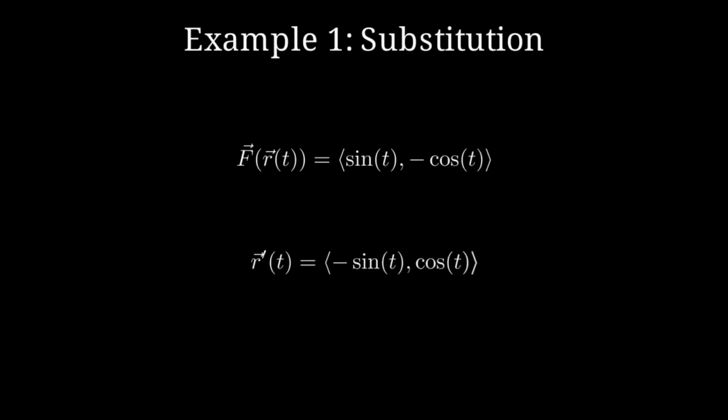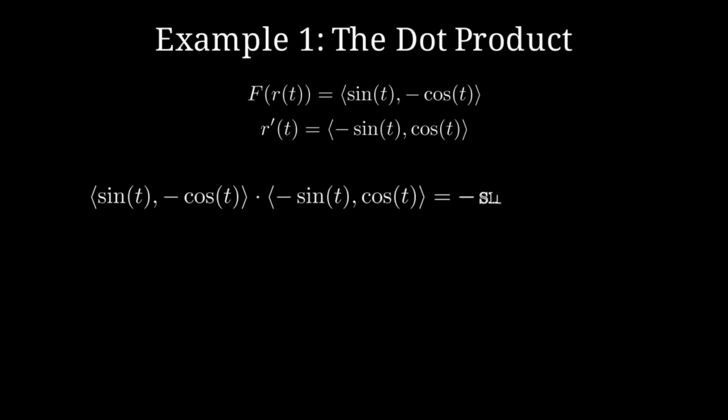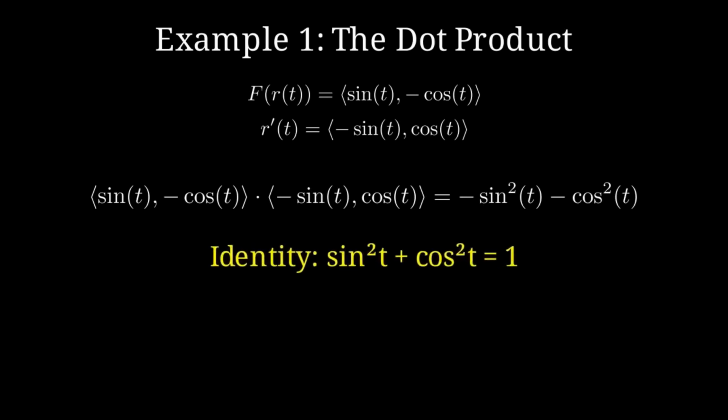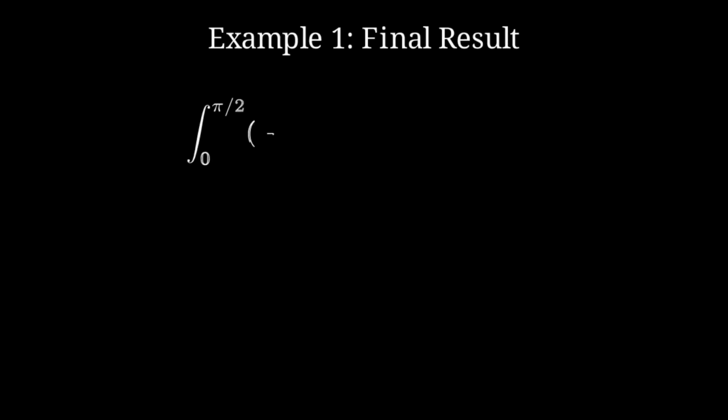We also calculate the derivative of our path, r' of t, which represents the velocity vector at any point along the curve. Now we compute the dot product of the field and the velocity vector. In this specific case, the components simplify beautifully using the Pythagorean identity, leaving us with a constant value of -1 to integrate. Integrating -1 over the interval gives us a total work of -pi over 2.